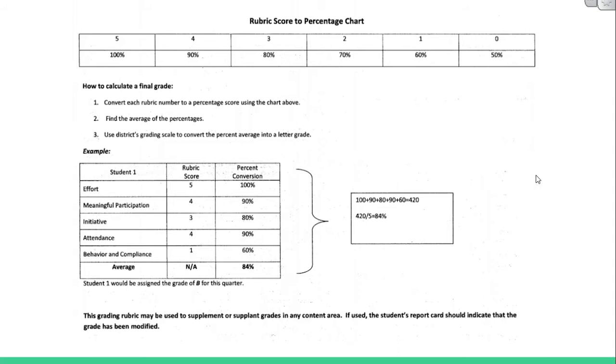Now, what you will do is basically take an average of the 3 sections, effort, meaningful participation, and initiative, in order to calculate a cumulative grade for the quarter. Now, if you have any questions about how to implement this rubric and chart, I can help you guys navigate that as it relates to individual assignments or, at this point, the overall quarter grade.